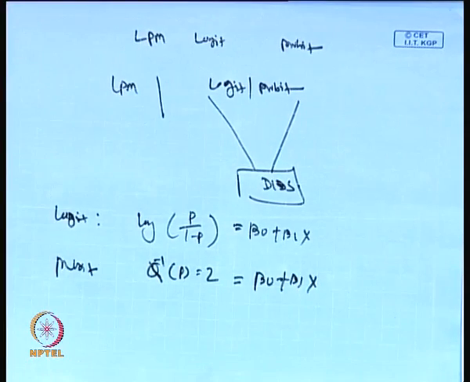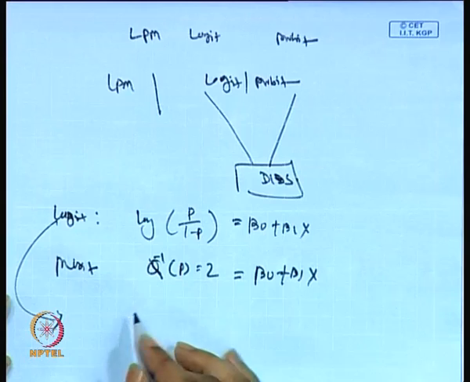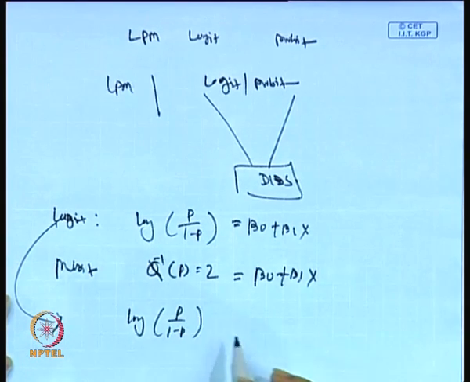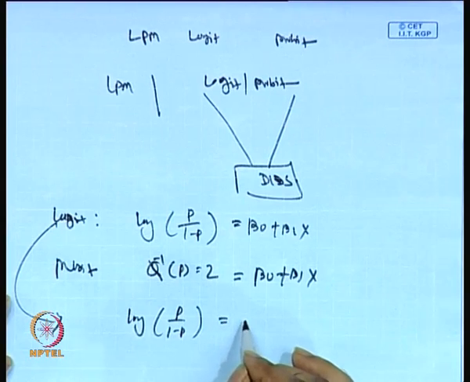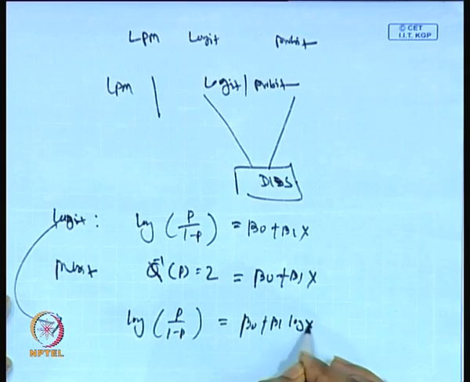You remember here. So, this is the simple model for Logit and Probit, but we can build it this way. The model can be further modified like this: log p by 1 minus p is equal to beta 0 plus beta 1 log x. So, this can be possible.